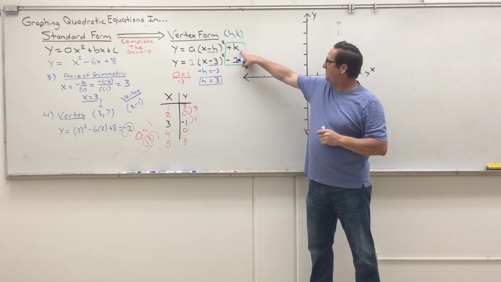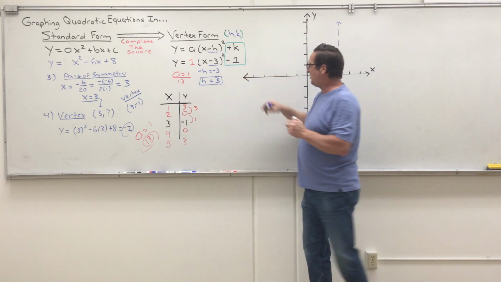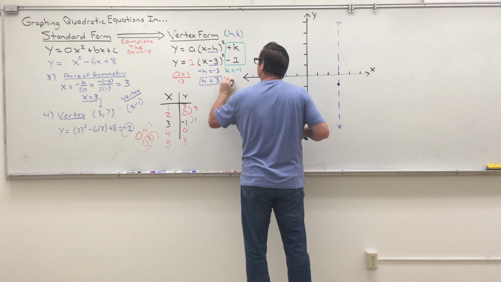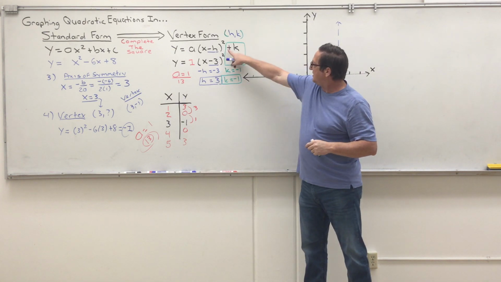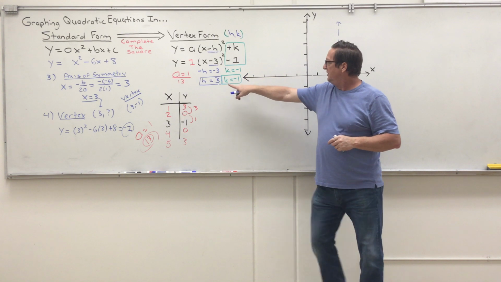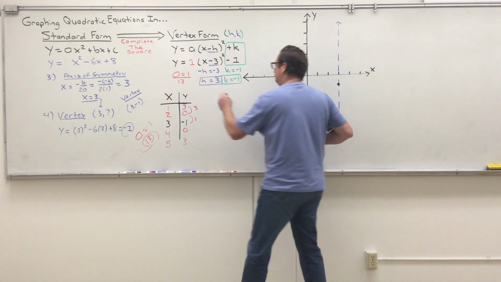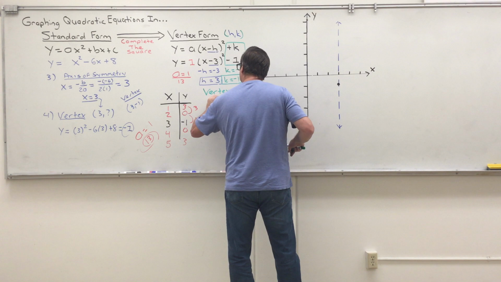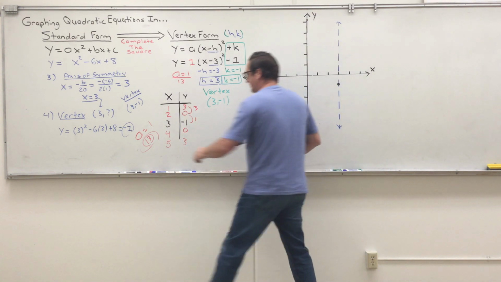Notice, however, your k is positive. So positive k is the same as negative 1. So whatever this value is, because of the positive, that's your value. So your h is 3, and your k is negative 1. Your vertex is 3 comma negative 1.